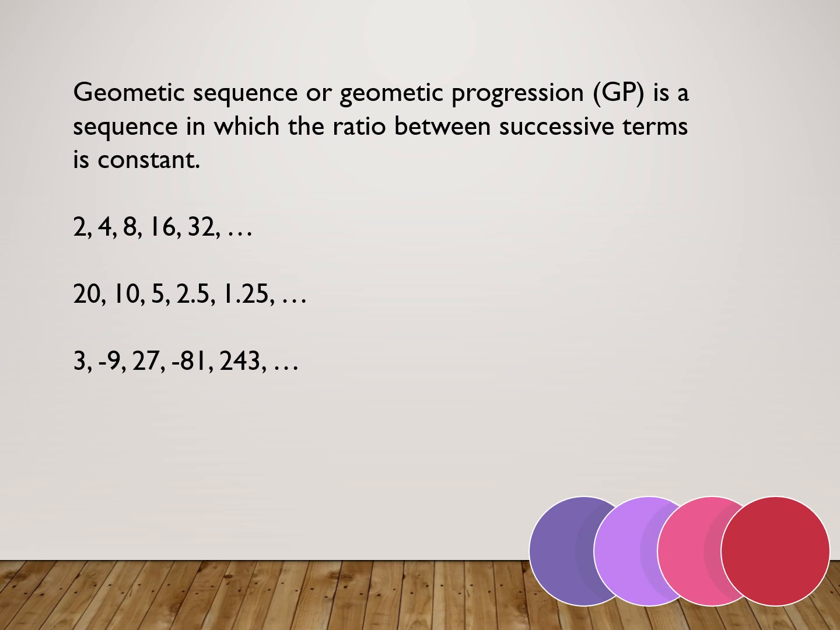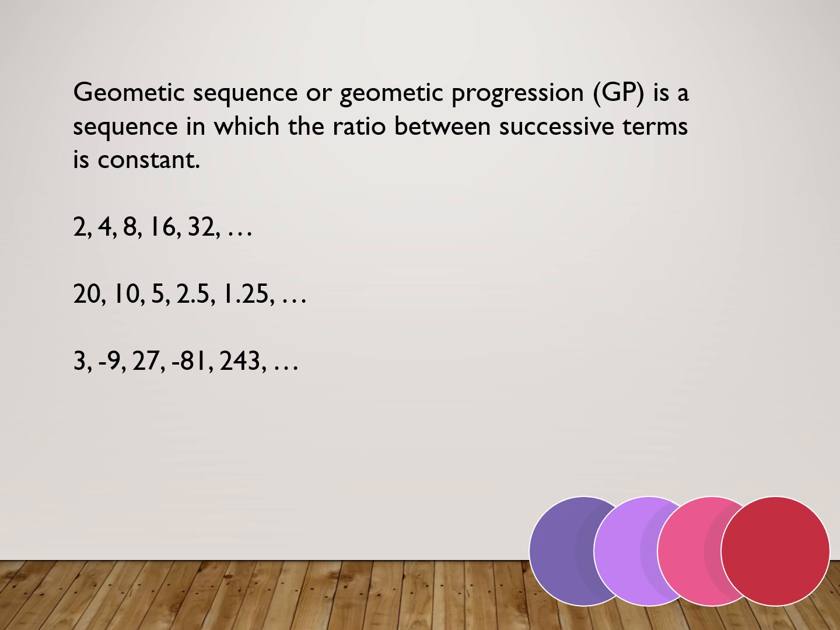So similar to our last video, a geometric sequence or a geometric progression, so a GP in this case, is a sequence in which the ratio between successive terms is constant. So we're now looking at a ratio, so we can get a ratio from a fraction. So have a look at these three examples.